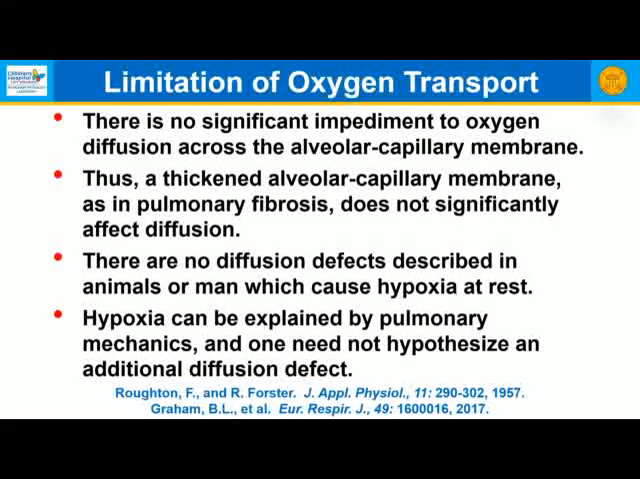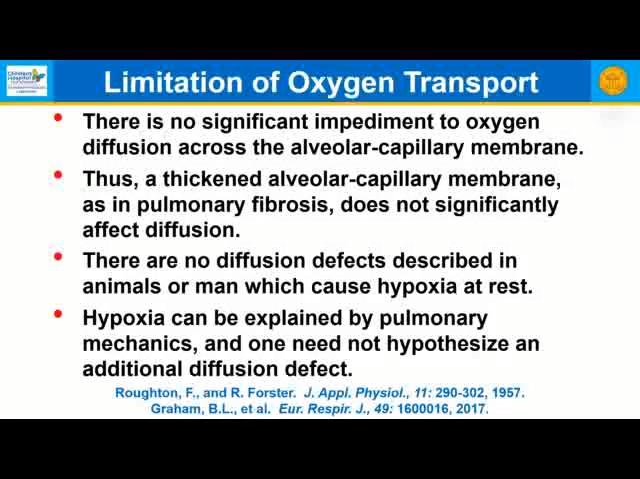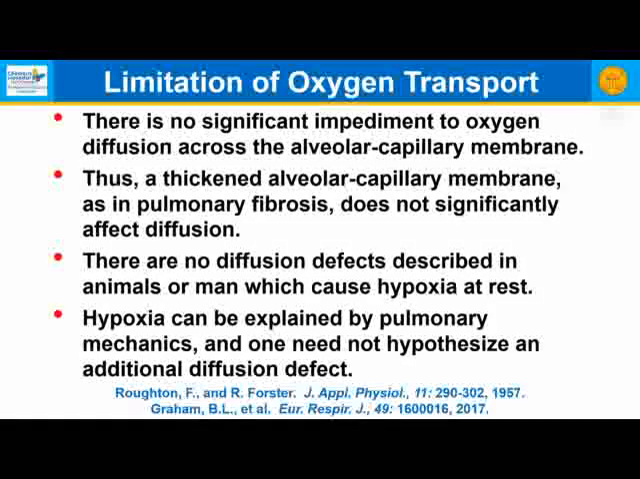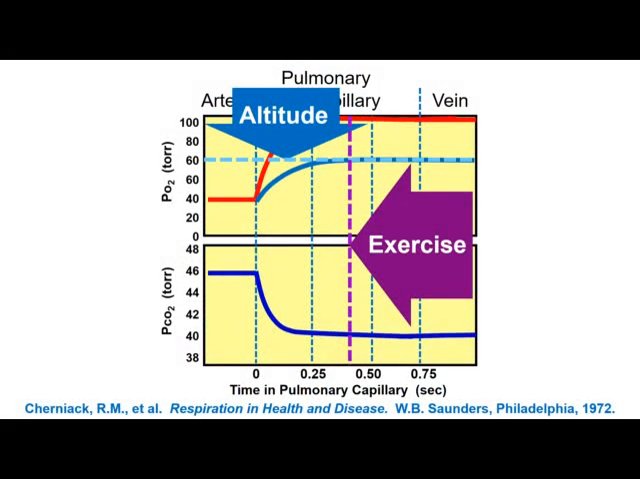There are no diffusion defects described in animals or man which cause hypoxia at rest. So, for example, in pulmonary fibrosis, hypoxia can be explained by the alterations in pulmonary mechanics alone, and one need not hypothesize an additional diffusion defect to explain the hypoxia. We could, however, stress the system.